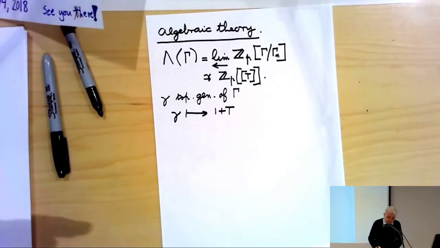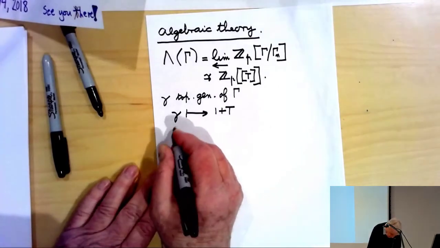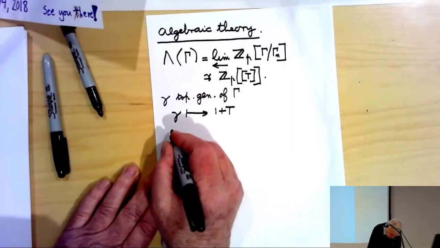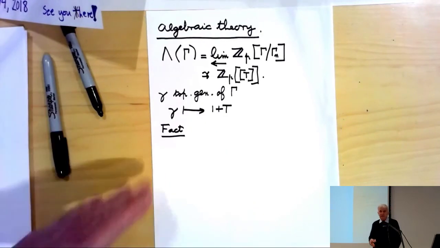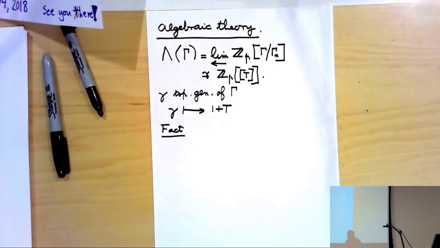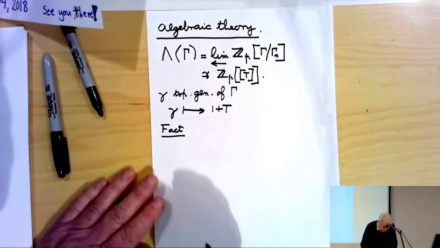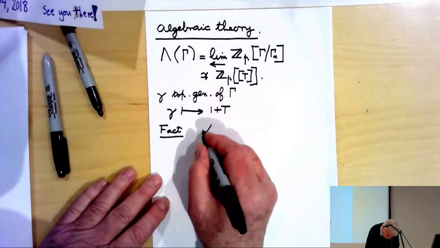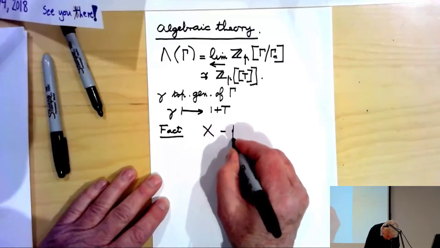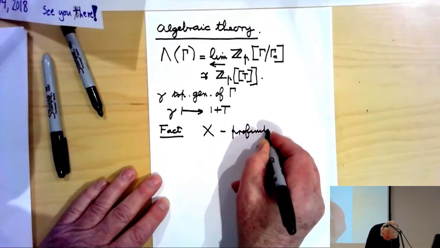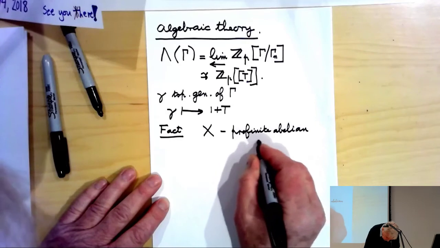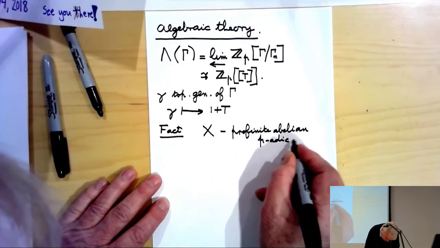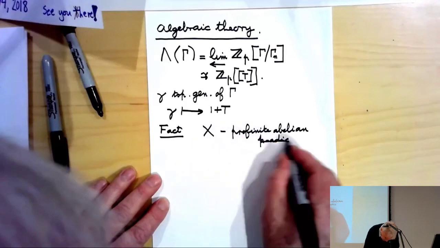Now, what we're interested in, and perhaps I should mention the fact that we're going to be interested in modules that are finitely generated over lambda gamma. And of course, our modules will always be compact. X will be a profinite abelian p-adic, I mean, it's a ZP module, if you like.